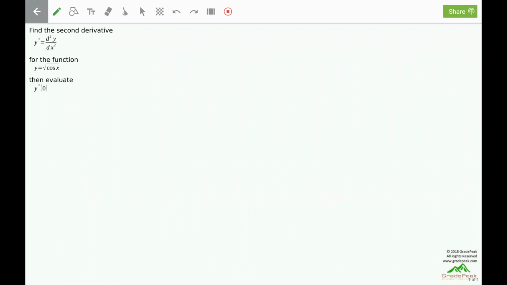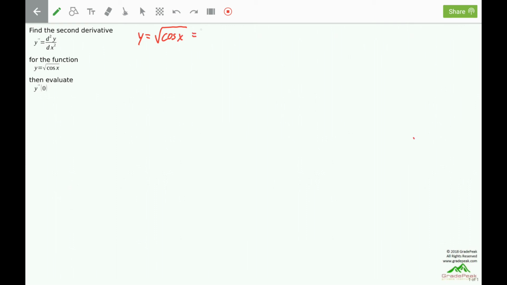Find the second derivative y double prime, or d squared y dx squared, for the function y equals the square root of cosine of x, then evaluate y double prime of 0. So y here is the square root of an expression, cosine of x.